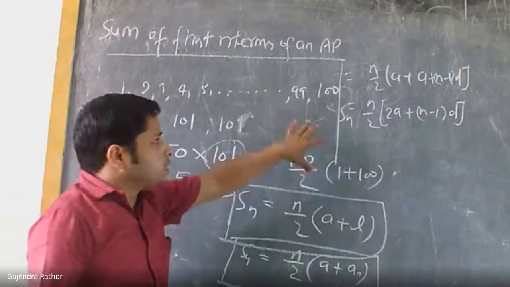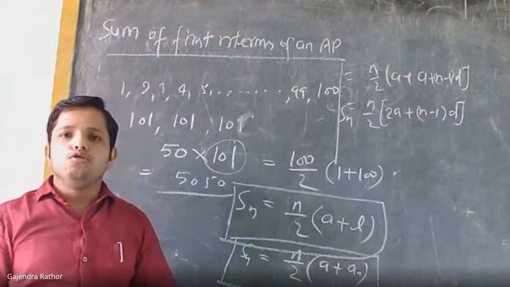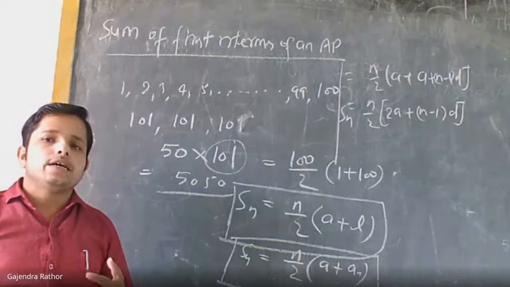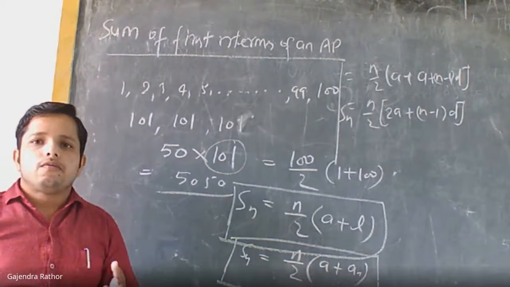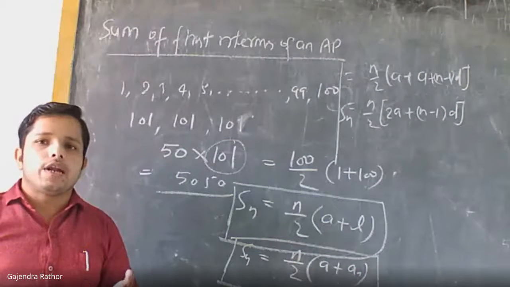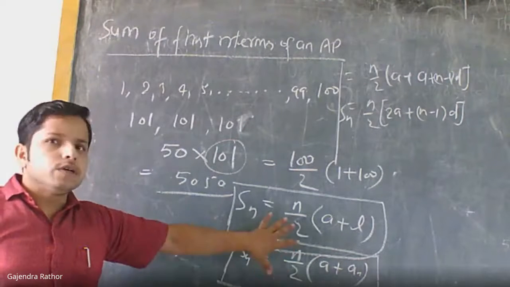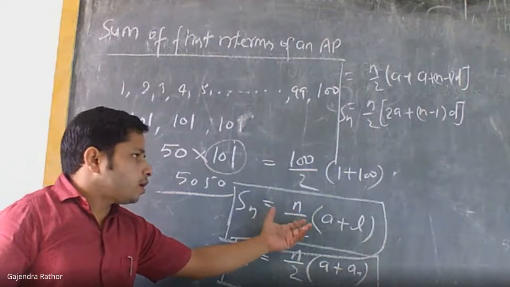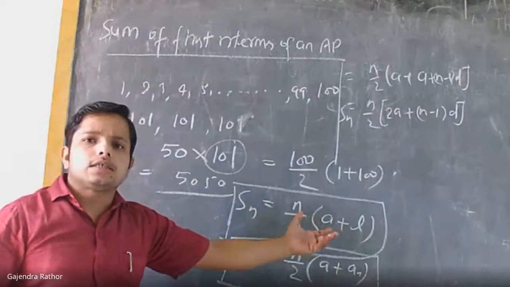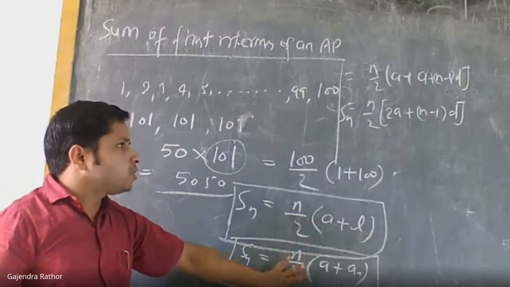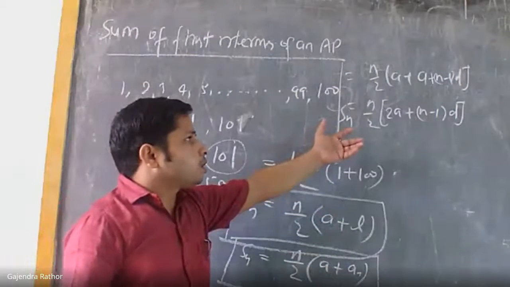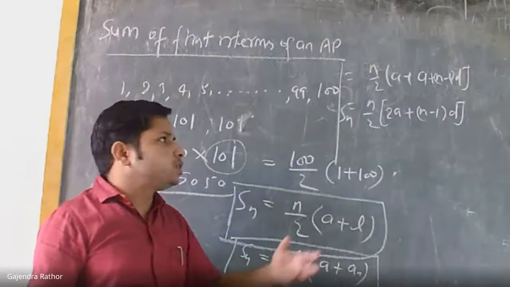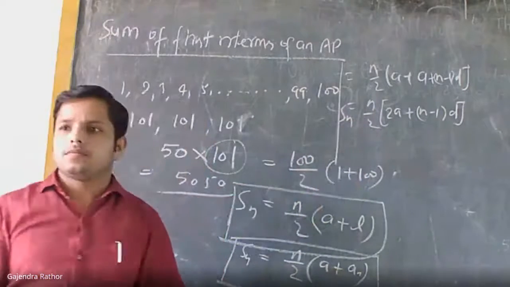These are the three formulas we will use to solve the problems of the next exercise, the questions of finding the sum of first n terms of an AP. Which formula should we use? This depends on the question. If we have the value of n and the nth term, the last term is given, we will use this formula. Otherwise, if we have the value of n and the common difference, we should use the third formula.